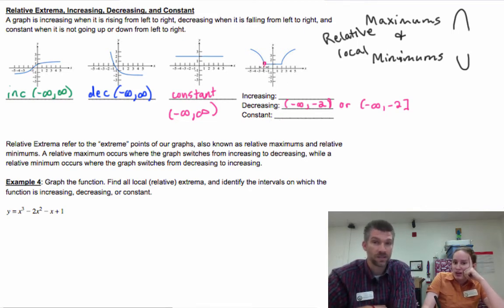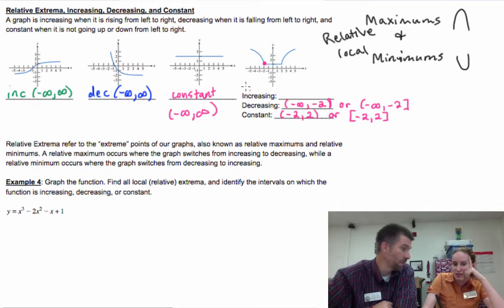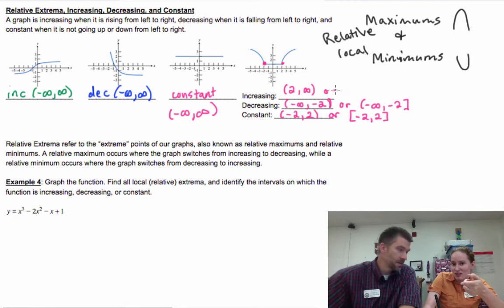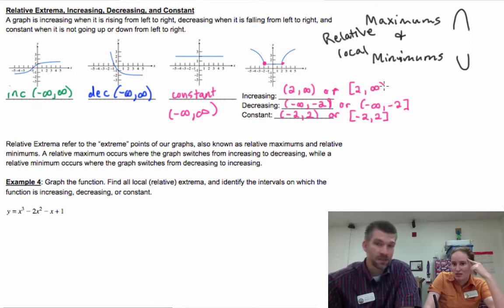We are constant from negative 2 to positive 2, and again, you could do that with parentheses or brackets. And then from 2 to positive infinity, we switch to increasing. I just want them to be consistent. Do it one way or the other, but don't combine them. Combining is bad. Be consistent in your beliefs.